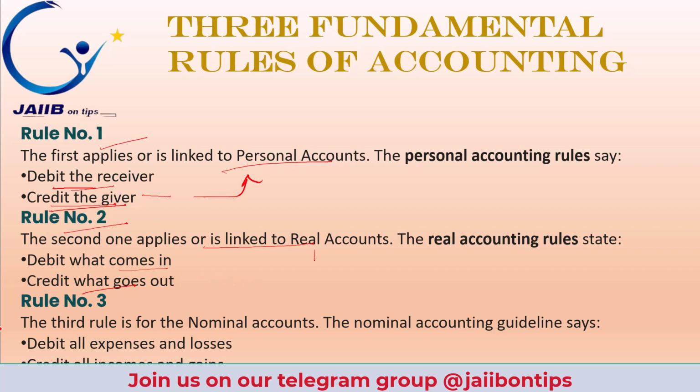Last rule is for the nominal accounts. It says debit all expenses and losses, credit all incomes and gains. Like if I paid salary, then salary is the expense for business, right? So it will be debited. Why? Because debit all expenses and losses. So learn all the 3 rules. It will help in your journal entries.